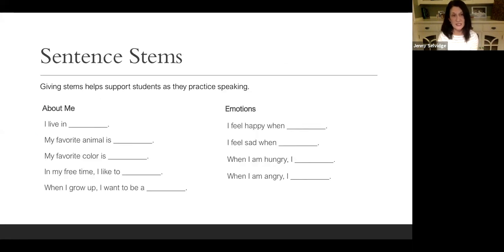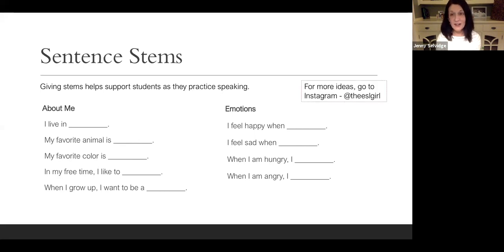So these are a few ideas. So use sentence stems to support them as they practice. So instead of trying to come up with the whole thing on their own, give them the start of a sentence and post it on the projector in the front. So, I live in, my favorite animal is, I feel happy when, I am hungry, I. So these really help take some of the work out and they can ease them into speaking. So the next slide.